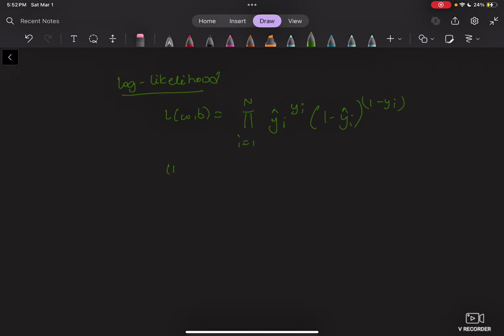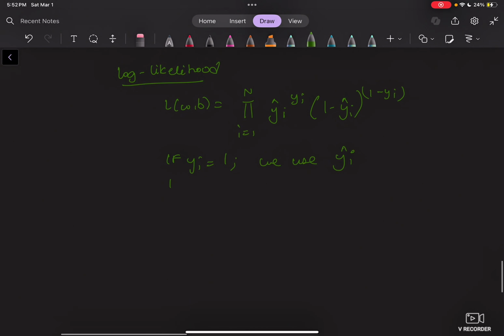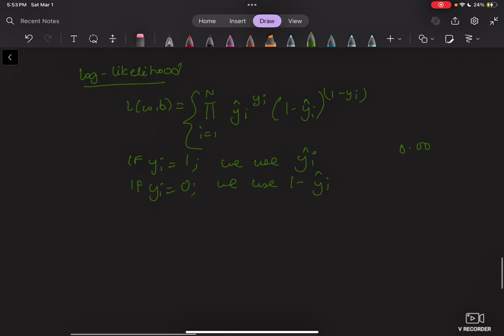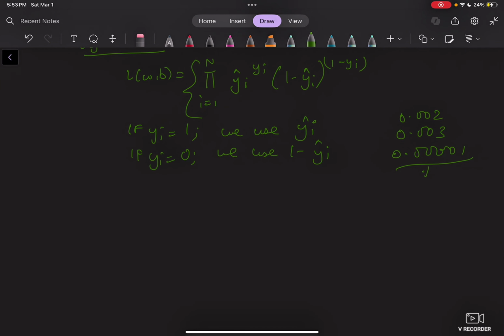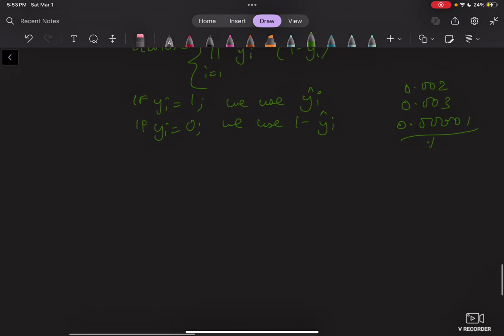So if y_i is 1, then we use y hat_i, the probability of apple, and if y_i is 0, then we use 1 minus y hat_i, which is the probability of getting an orange, right? To avoid multiplying small numbers, because here we're multiplying all the probabilities, and the product could be as small as 0.002 or 0.003 or 0.00001, whatever it is. Sometimes when you're multiplying small numbers, it can lead to numerical underflow, right? And we don't want that. We want precision. We do not want any numerical underflow in our algorithms. So in order to avoid that, we use log likelihood.